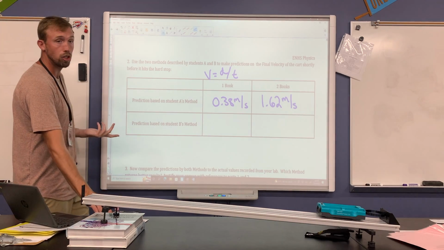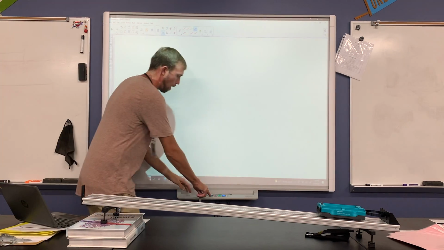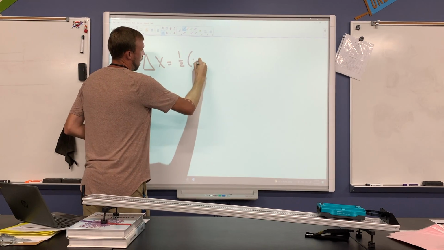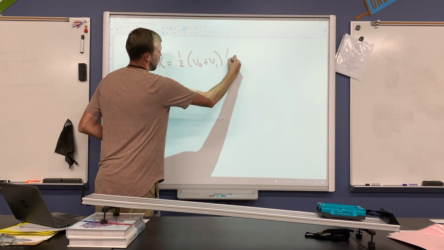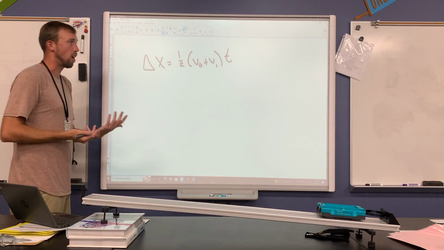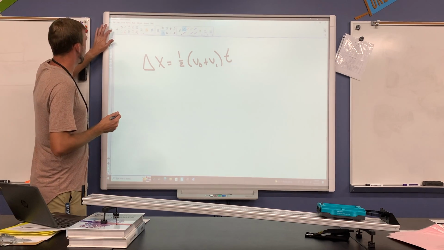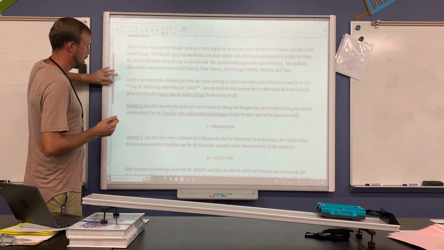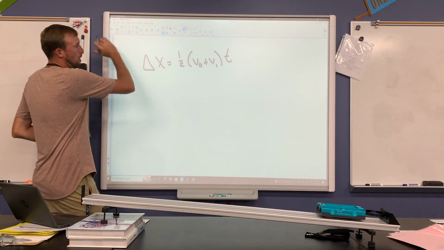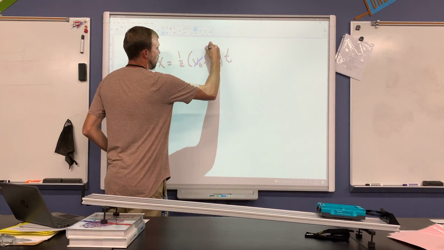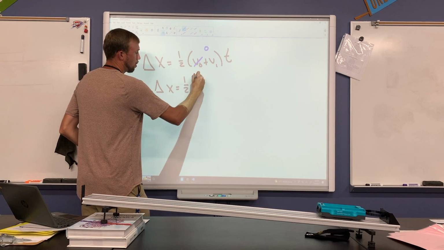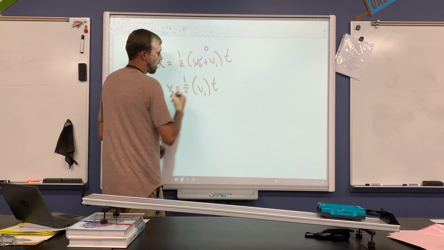Now, student B says we should use the 4th kinematic equation. I'm going to show you that real quick. Kinematic equation 4 is delta x is equal to 1/2 times (v0 plus v1) times t. Now, in both of these experiments, our initial velocity was basically 0. If I look back at my data, I'm seeing that the initial velocity was effectively 0. So what I can do with this equation is, this term goes to 0. So delta x is equal to 1/2 multiplied by v1 times t.